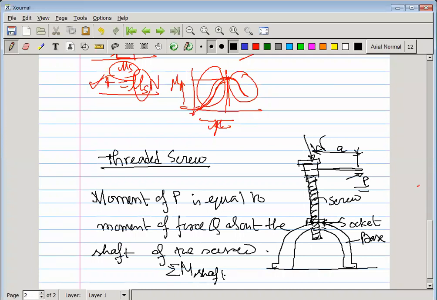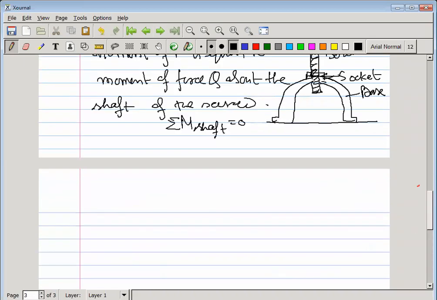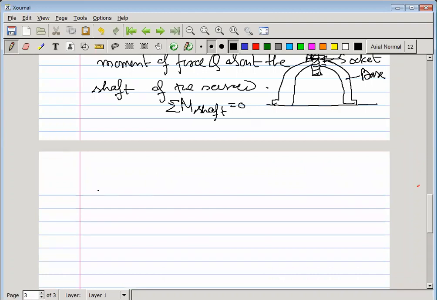The moment of shaft is equal to, we have to basically make it 0. So what we have to do, Q into R, R means which one?